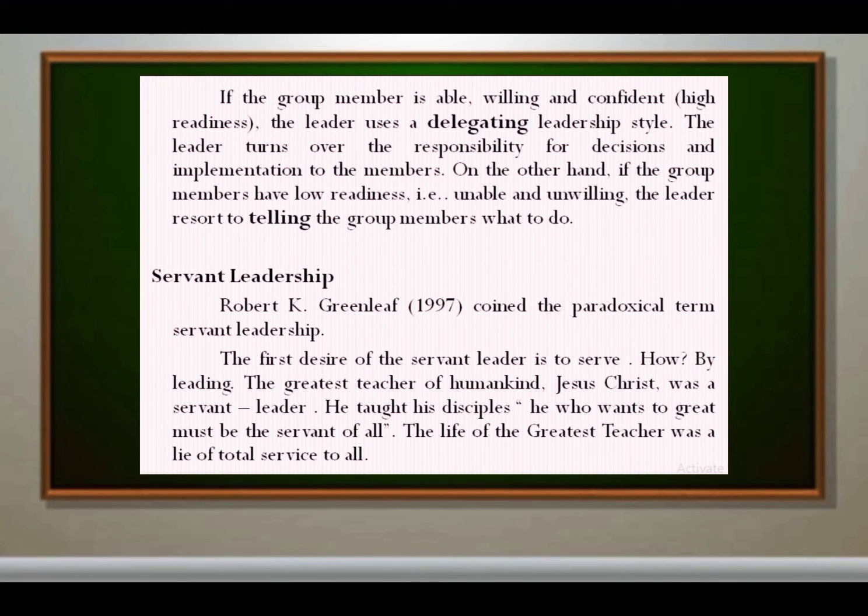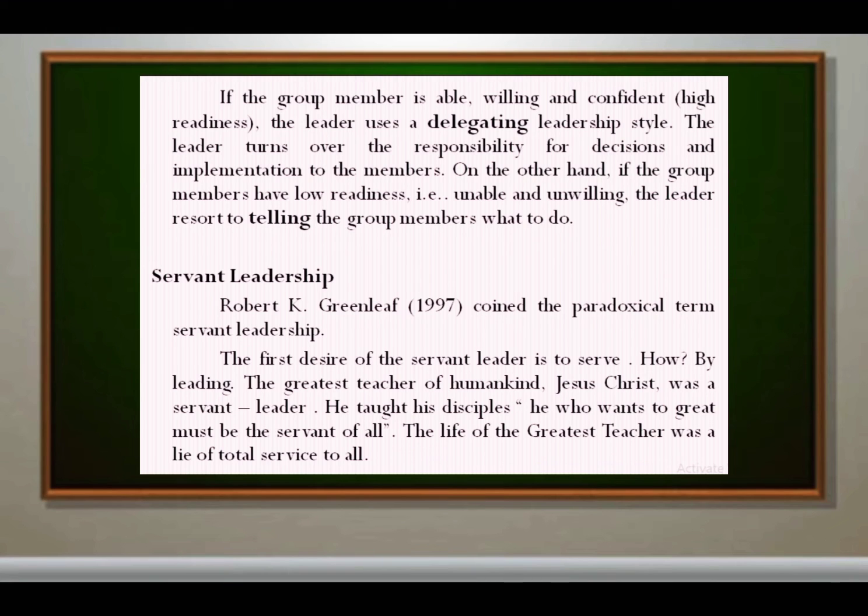Let us all remember, if the group members are able, willing, and confident, or high readiness, the leader uses a delegating leadership style. The leader turns over the responsibility for decisions and implementation to the members. On the other hand, if the group members have low readiness, or they are unable and unwilling, the leader resorts to telling the group members what to do, and they are under the telling or coaching leadership style.